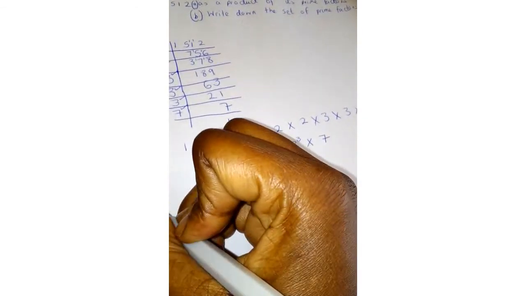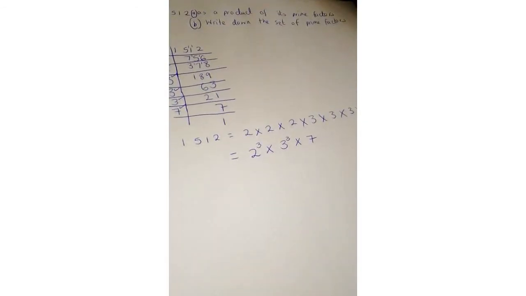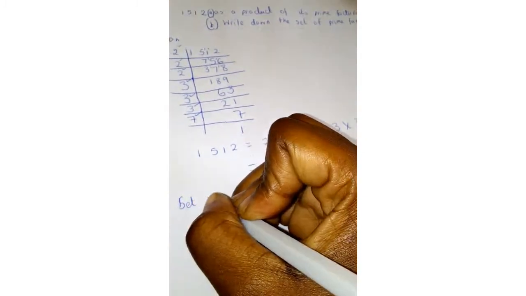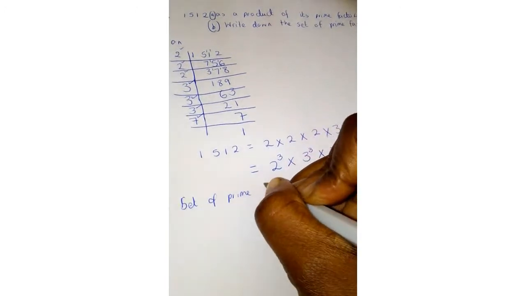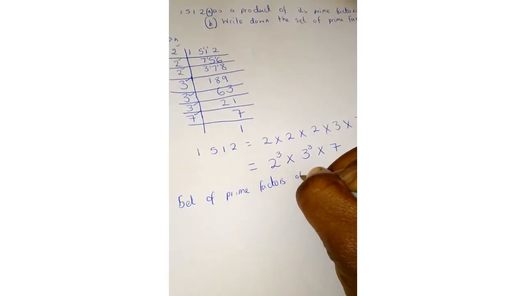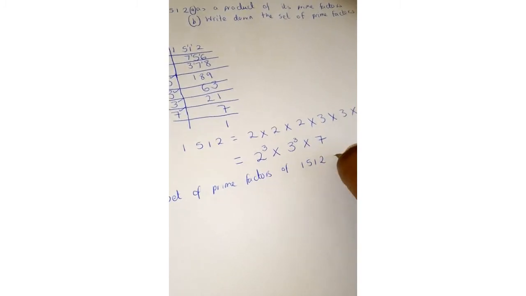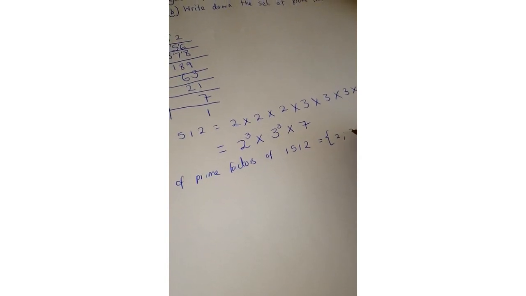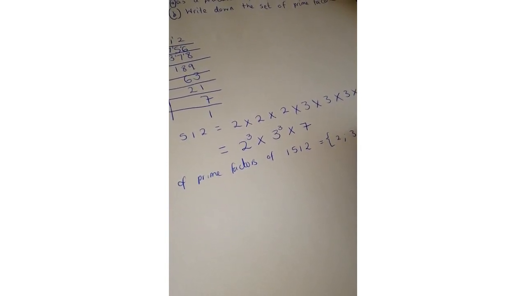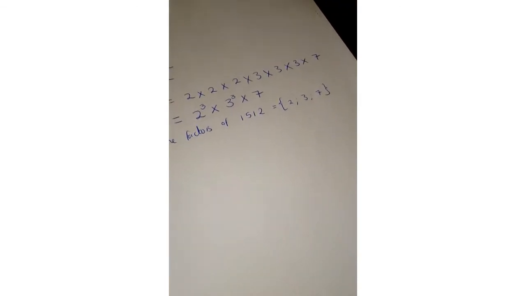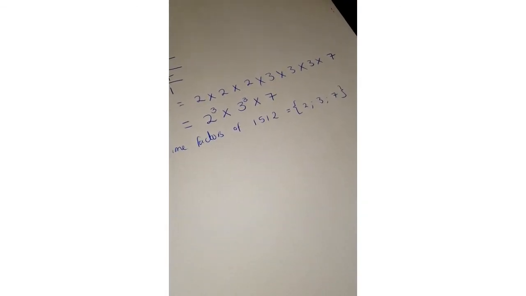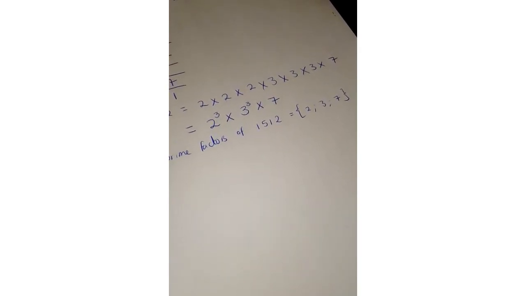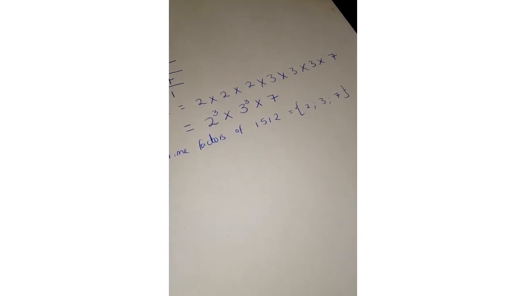Then for B, write down the set of prime factors. The set of prime factors of 1512 is 2, 3, and 7. The set is only the numbers, the prime factors of 1512, the numbers that are prime, that can go into 1512 without leaving a remainder.